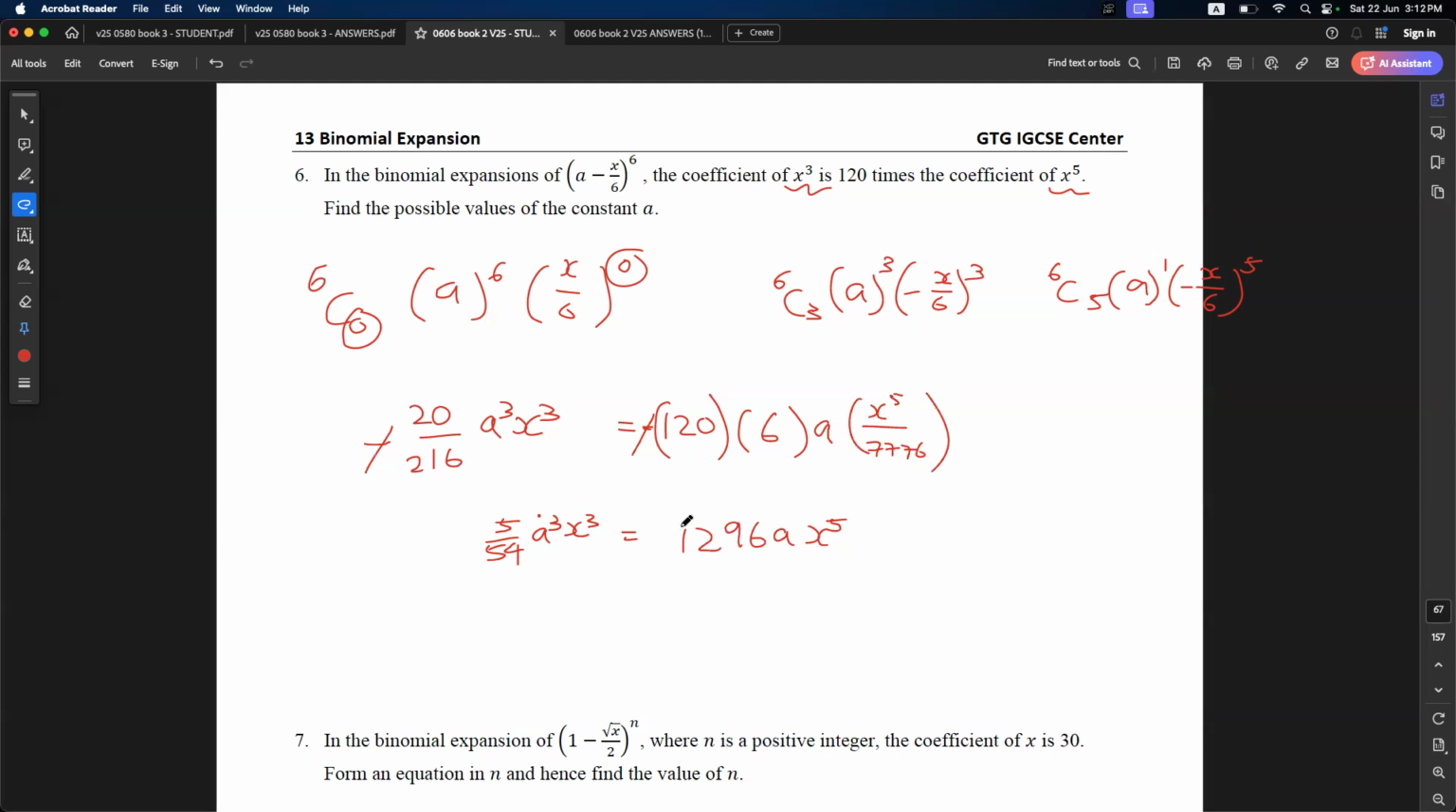Okay. Now, from here, do I still need the x, guys? No need, because we're purely talking about the coefficient only. So the x to the power of 3 and x to the power of 5 we don't need anymore. And from here, we solve for a. If this is 120 times 6a^5, right? I got this one.